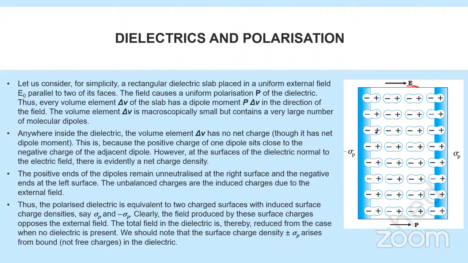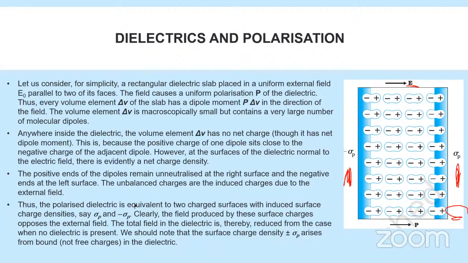Okay, because you can see that the plus and minus of the dipoles are actually next to each other. But the surface of the dielectric is going to have some charge. Okay, you can see that the negatively charged parts of the dipoles are on the left hand side, and on the right hand side you can see the positives. So the positive ends of the dipoles remain unneutralized at the right surface, and you can see that the negative ends are on the left surface. The unbalanced charges are the induced charges due to the external field.